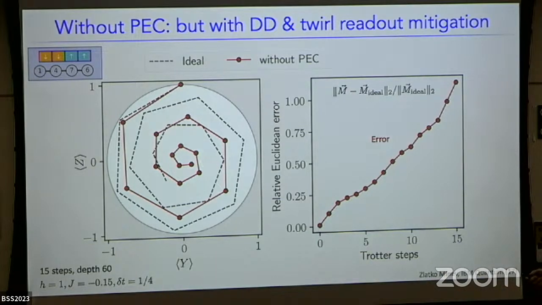So the quantum computer is giving us some result. It's close, but clearly the noise, which is mostly incoherent at this point because we've twirled it, is making this curve decay faster. And you can see how the red curve just spirals in quicker. That's decoherence for you.